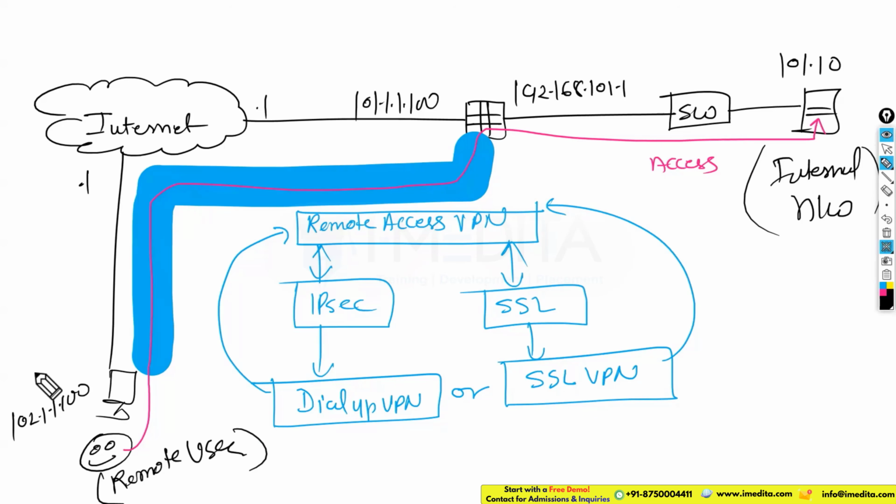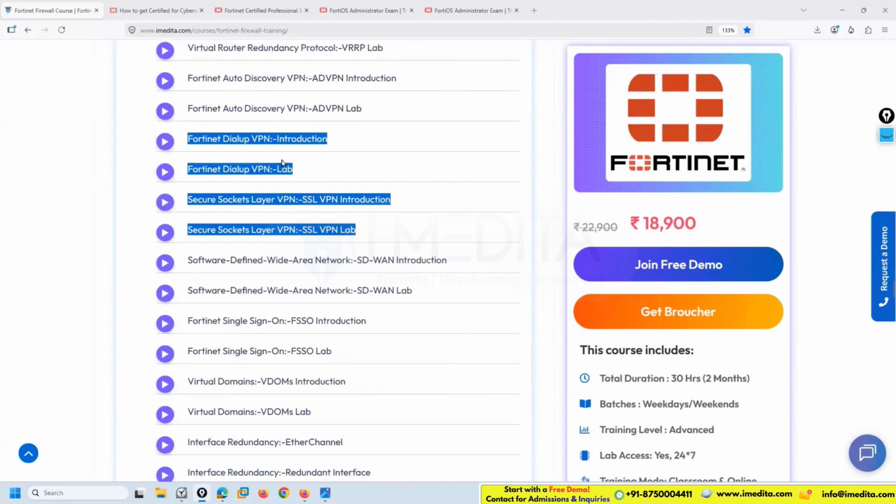Remote access VPN will be configured between a PC or laptop and the firewall via the internet, and using that VPN, a work-from-home user can access the internal network of a company. When we use IPsec, that is called dial-up. When we use SSL, that is called SSL VPN. So this is something about your dial-up VPN and SSL VPN.